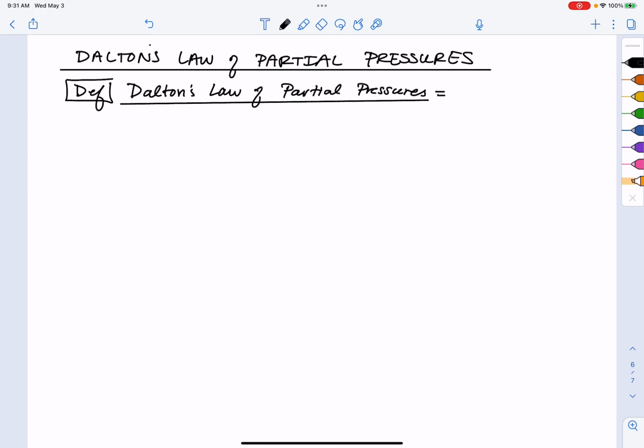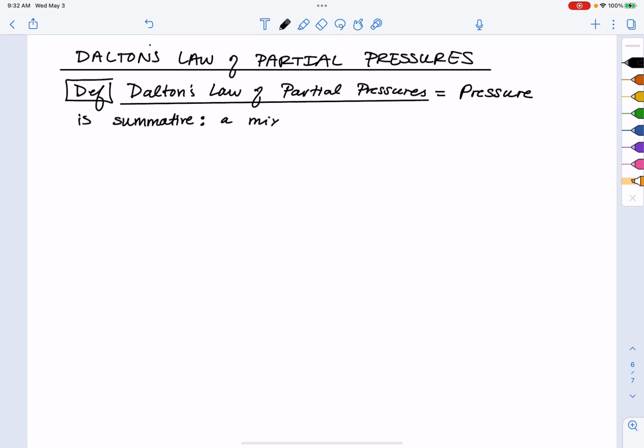sense. So let's think about this idea of a partial pressure. If we're talking about a partial pressure, we're talking about a mixture of gases, right? Where we're considering the pressure of one gas compared against another. So Dalton's law of partial pressures states that pressure is summative. Now, what on earth does that mean?